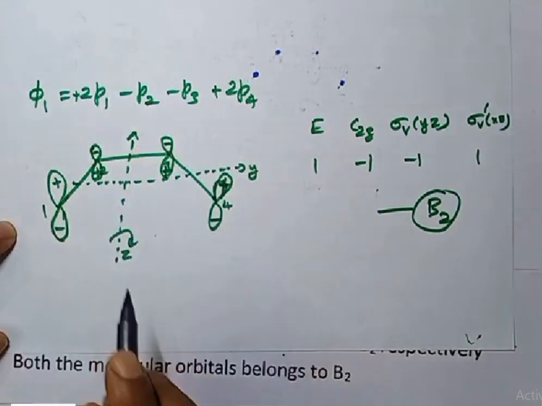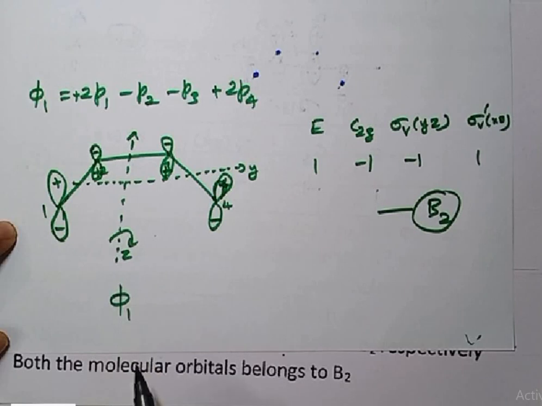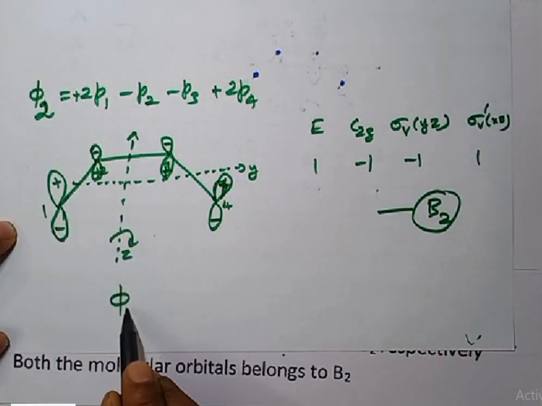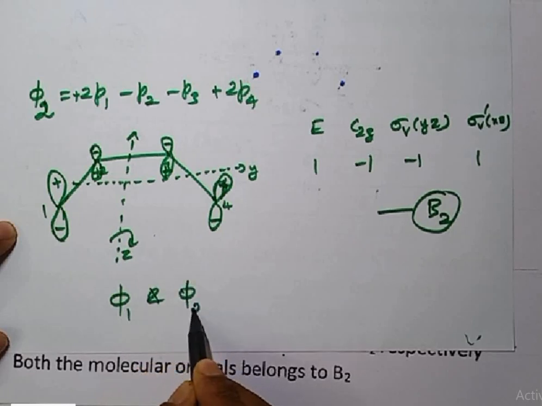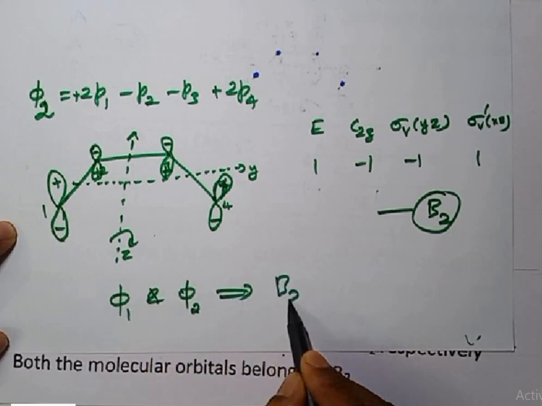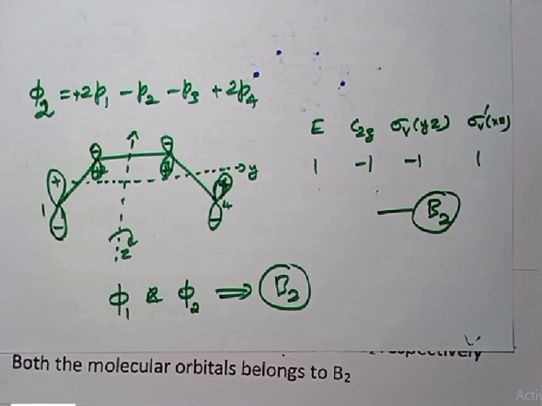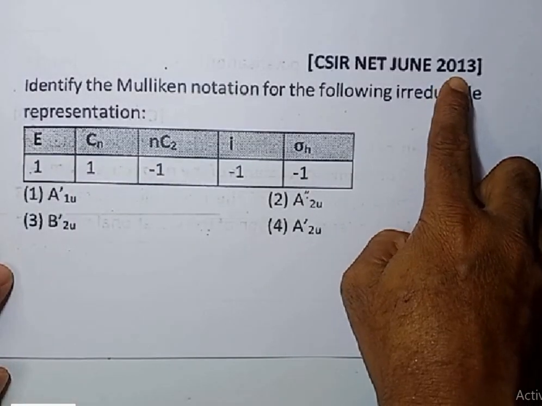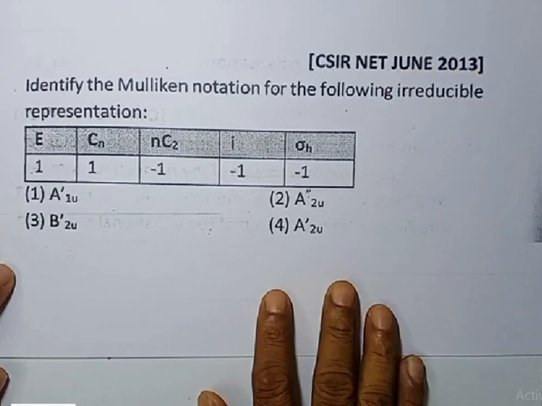Listen, in this case, both the molecular orbitals, phi 1, I'm sorry, this is molecular orbital 2, I'm very sorry. Both the molecular orbitals P1 and P2 belong to the B2 irreducible representation. Take note. This is the next question. This question appeared in 2013 June.